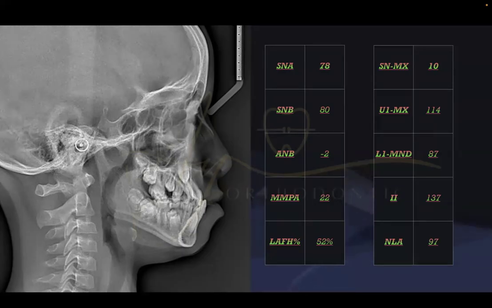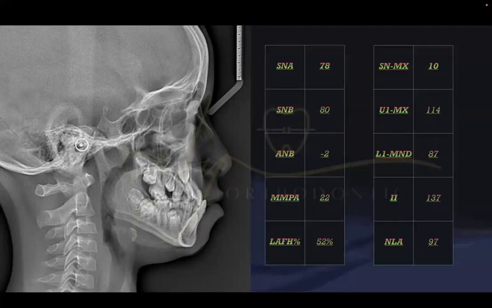Yes. Is it necessary to wear the rapid maxillary expansion with the face mask? Yes, especially if we have a crossbite, it's necessary to do both.